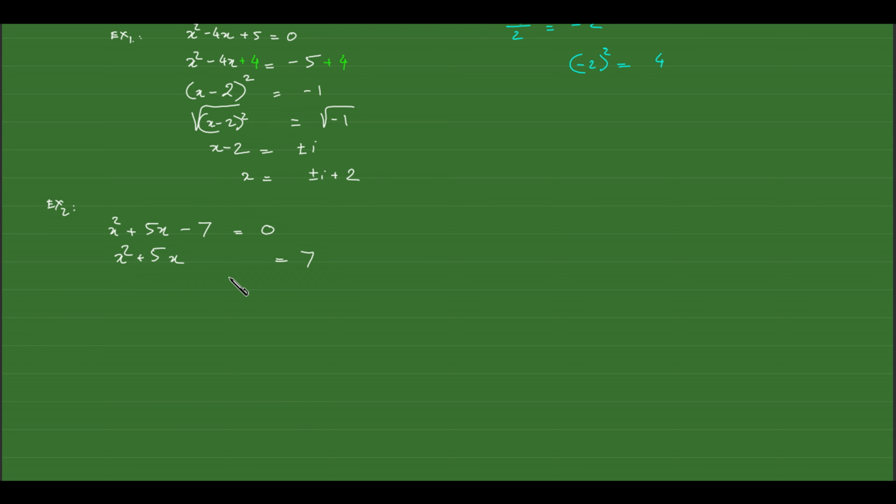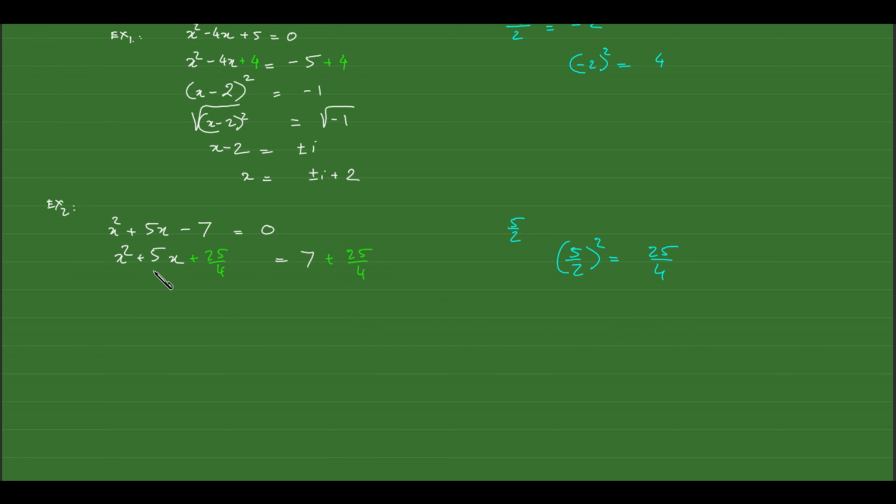Now, where are we going to get the number over here? We do it on the side. You take 5 and divide by 2, which is 5 over 2. Then you square 5 over 2, which is 25 over 4. There you go. That's the number. So you add 25 over 4 here, and you add 25 over 4 over here.